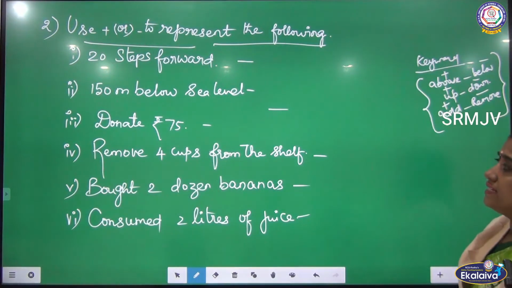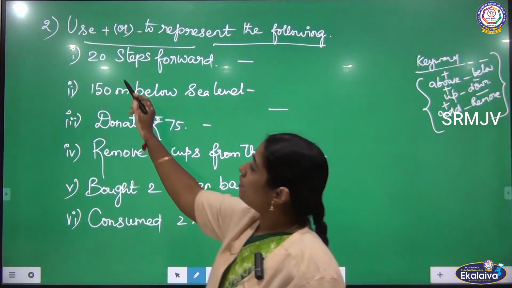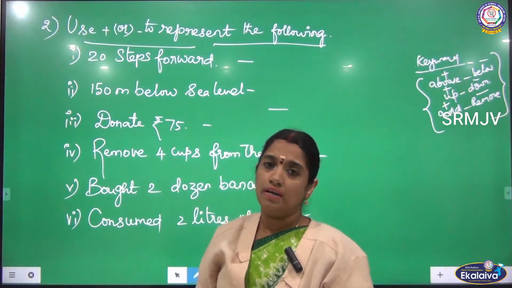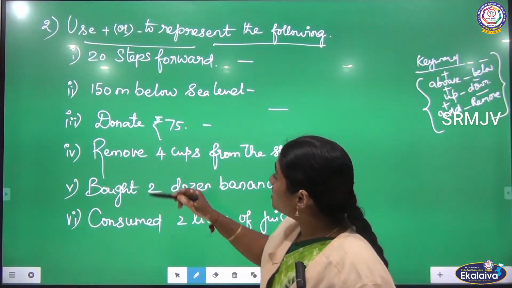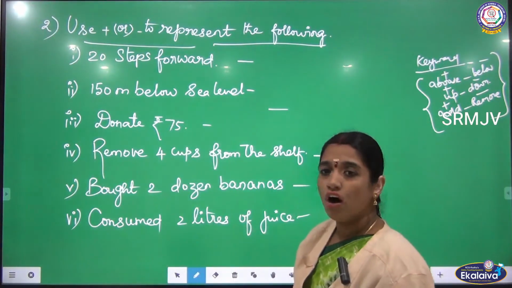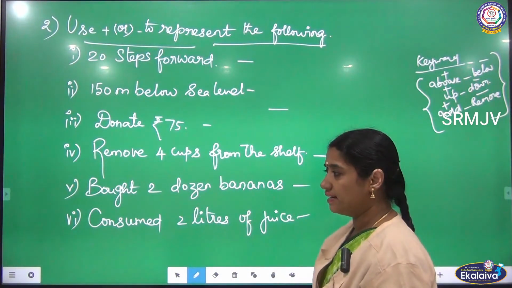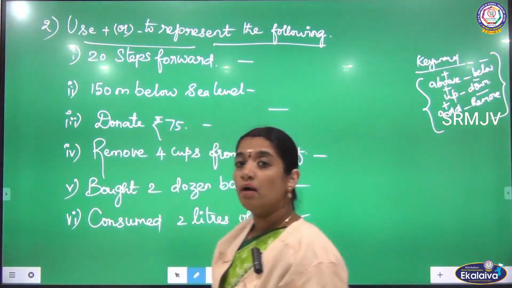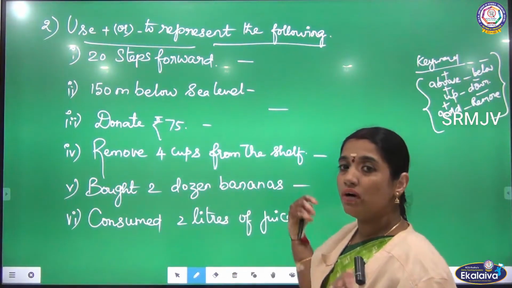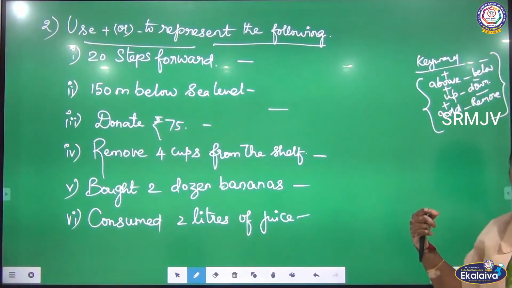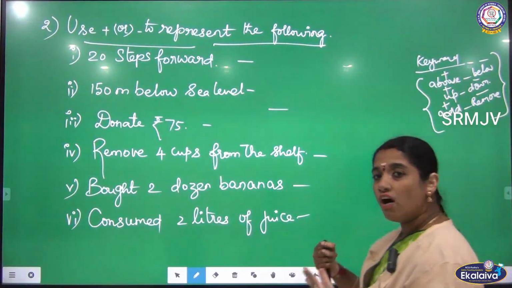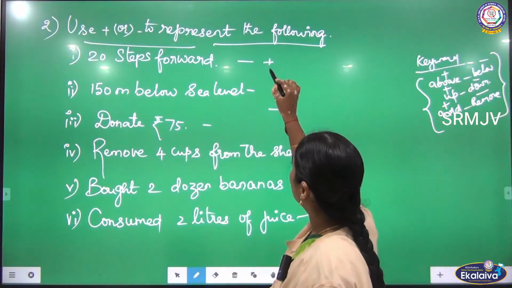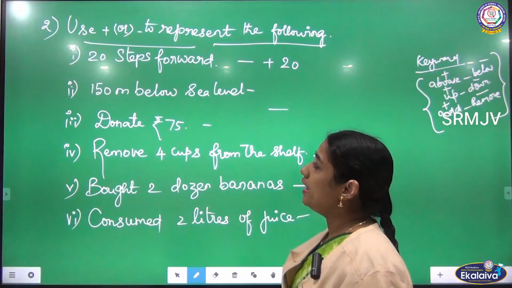So just write the number alone, and whether it is positive or negative you have to write that. Now listen, forward. Forward means I am standing here and I am moving forward. So what is this? Plus 20. Backward means I am going back, so it becomes minus. Forward means plus. So the answer is plus 20.